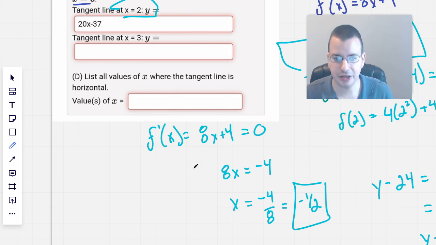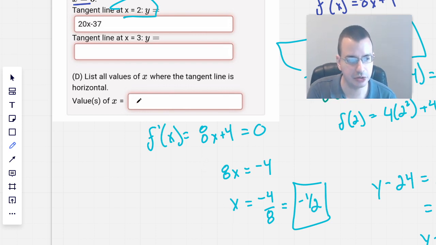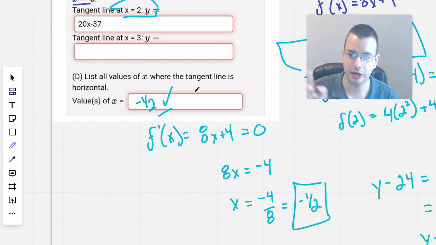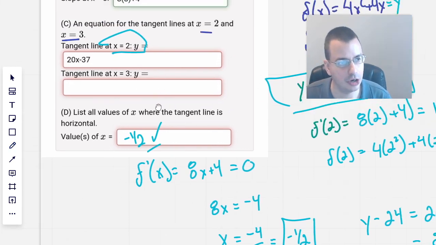Yep, and I'm good with that. So the value is x equals negative 1/2. Check, done. Excellent. Hope that helped.